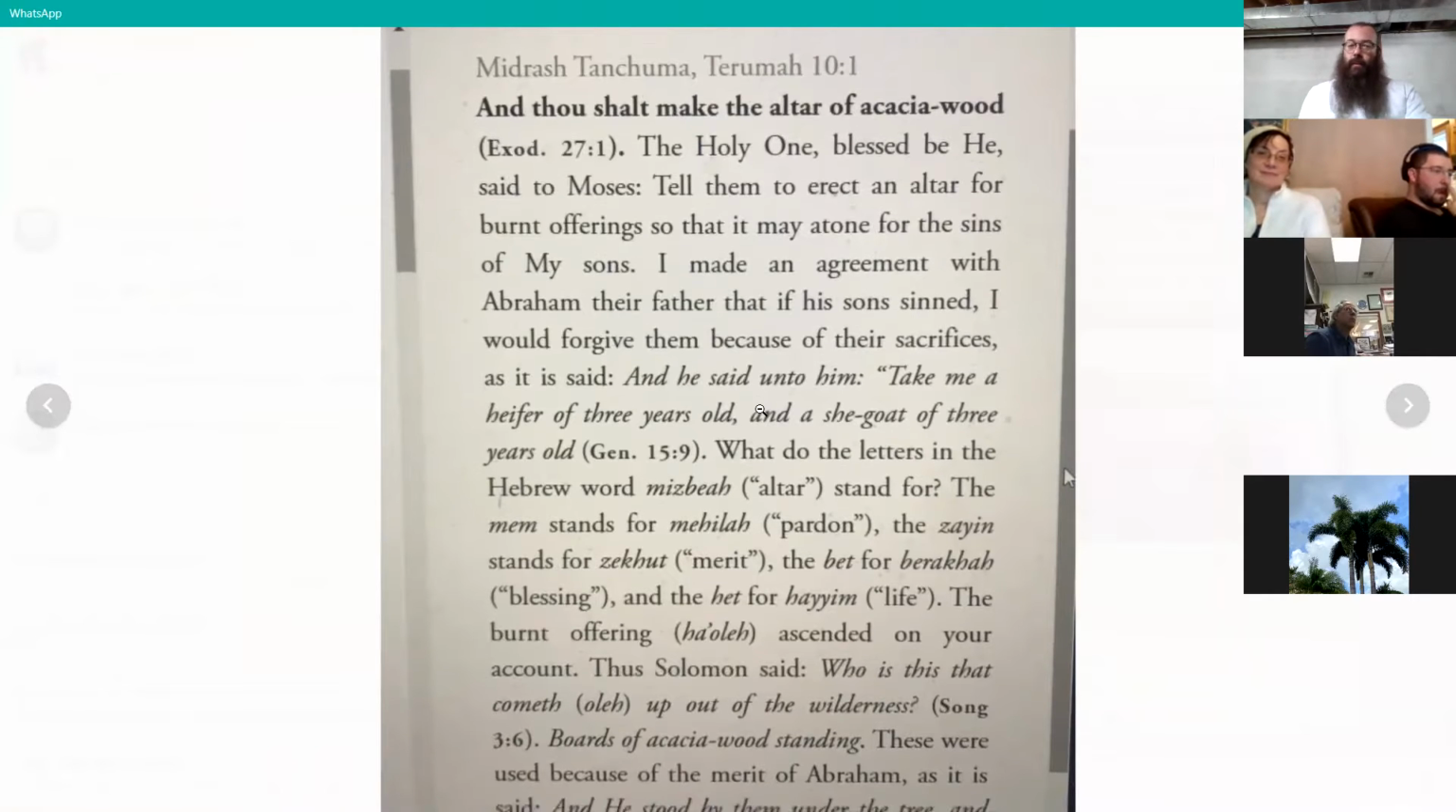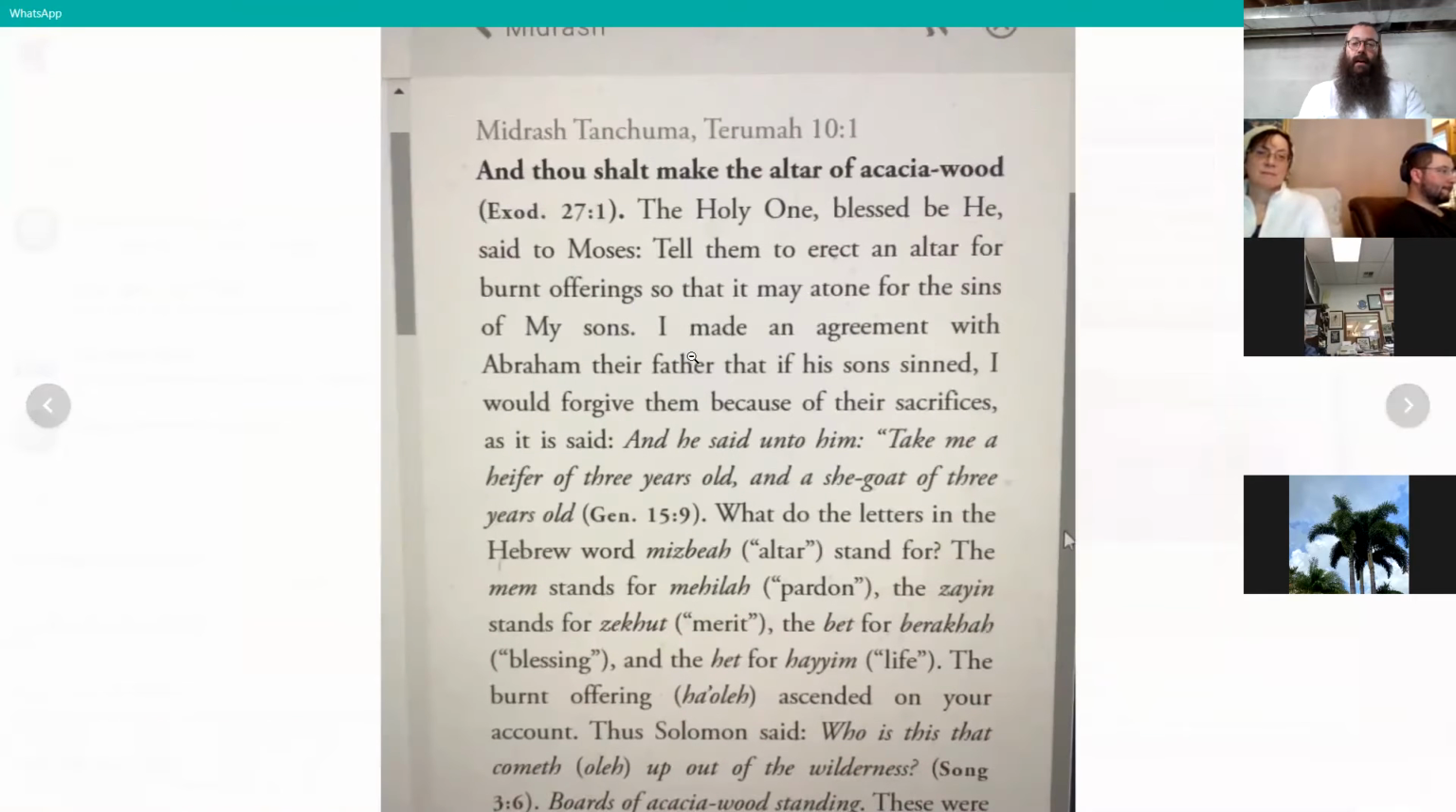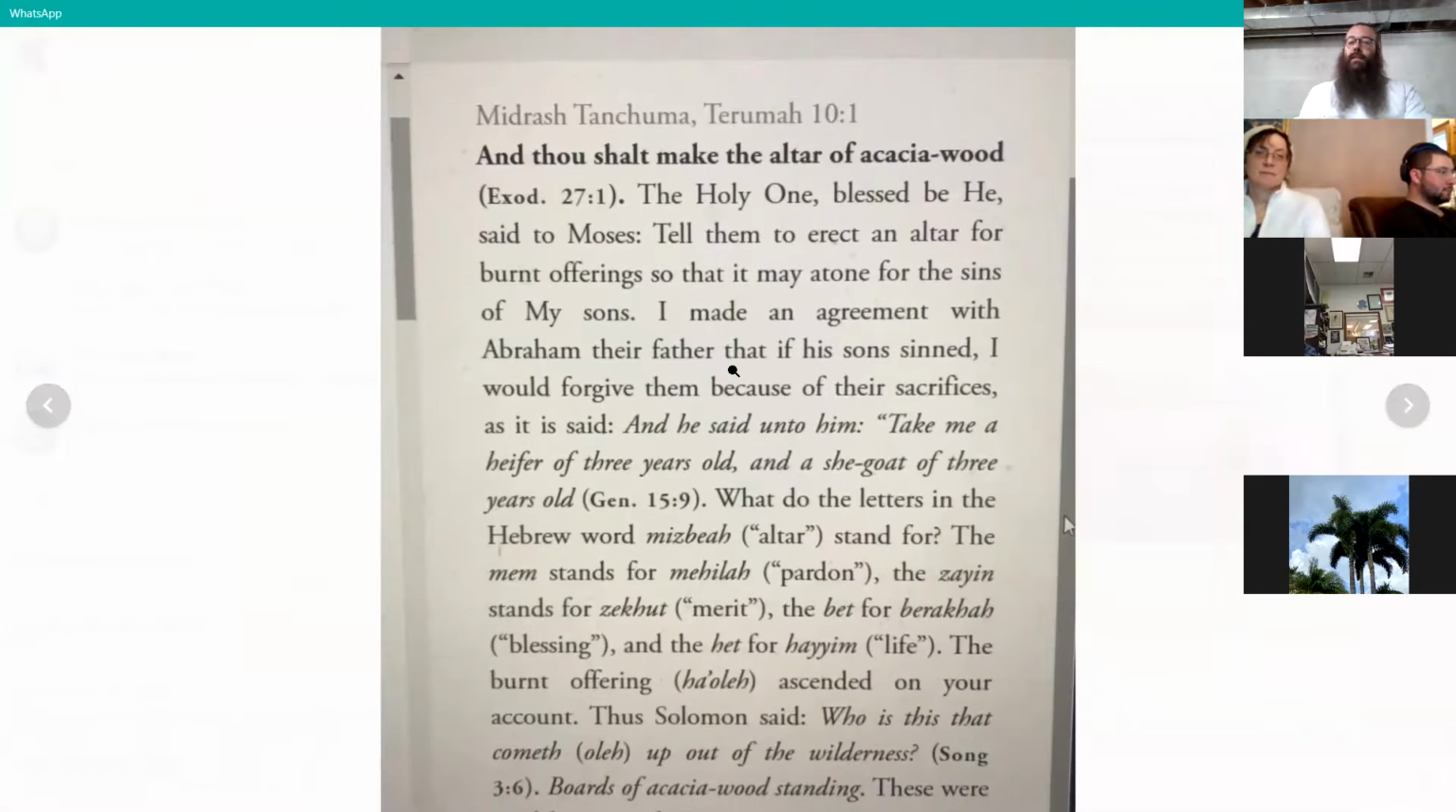I made an agreement with Abraham, their forefather, that if his sons sinned, I would forgive them because of the sacrifices. So Hashem promised Avram, I guess God says, I'll make your children the descendants. But what if the Jewish children sin? So eventually, am I just going to get rid of them? Can I renege on my contract with you, on my commitment to you?